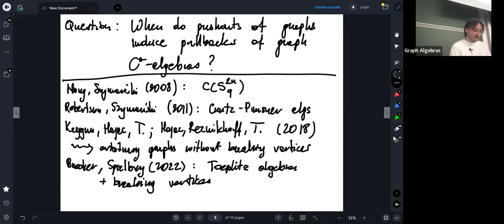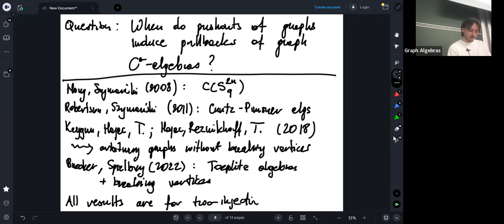However, let me emphasize that all results are for two injective push-outs. So intuitively, just to understand what was happening, we were looking at subgraphs. So all our morphisms between graphs were injective because we wanted to embed one graph into another. Might I make a quick comment?